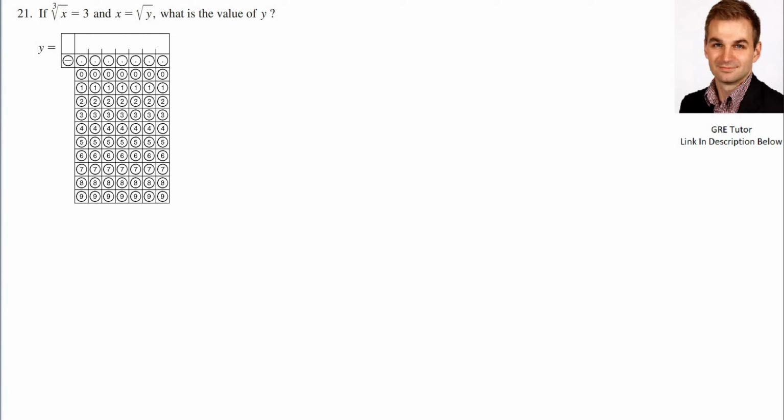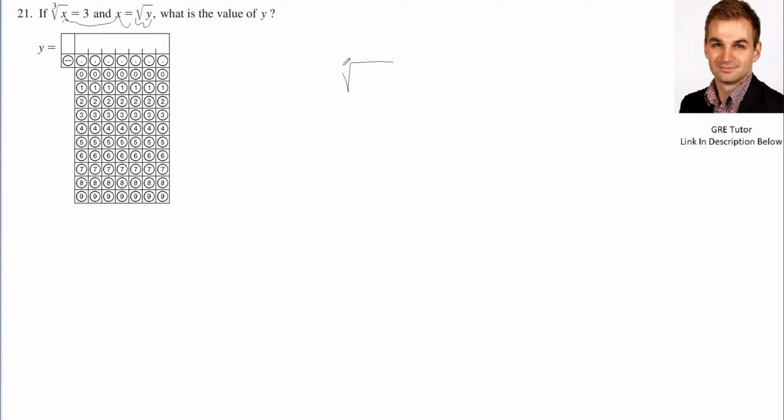Okay, so it says here cube root of x is equal to 3, and x is equal to square root of y. So what is the value of y? What they're hoping you're going to do is take y, and plug it in through the association with x into this function, and then solve for the whole thing. So let's go through it step by step.